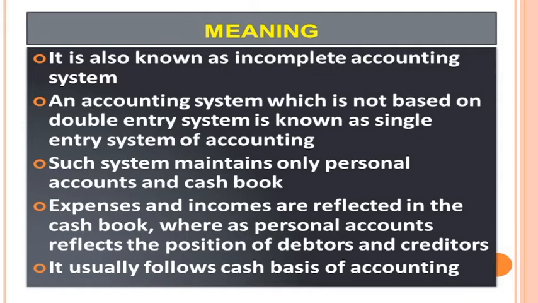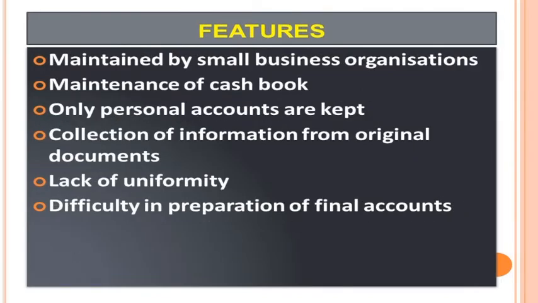Right. So overall, the single entry system is one which does not exactly depend upon the double entry rules. It won't follow double entry rules. That's why it is called a single entry system. Under single entry system, personal accounts and cash book or cash account are maintained. Expenses and incomes are reflected in the cash book, and they will also maintain the position of debtors as well as the creditors. Features of this single entry system are: it is maintained by small business organizations.